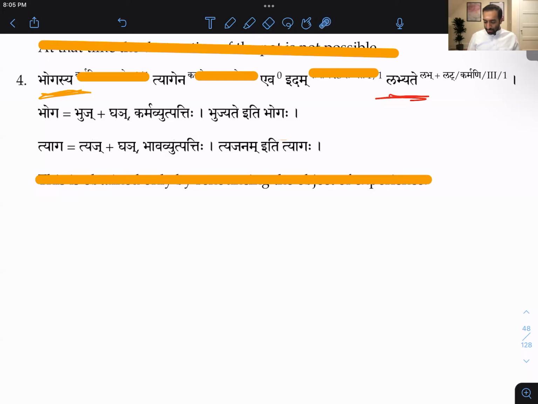Okay, so labhyate is obtained. What is obtained? Do we have any first case? We do, one first case there. Idam, right? So this is our first case word, idam. Now this is karmani prayoga, so this is going to be my karmani prathama. So what is obtained? Idam, this is obtained. Right? Karmani to labhyate. This is obtained.